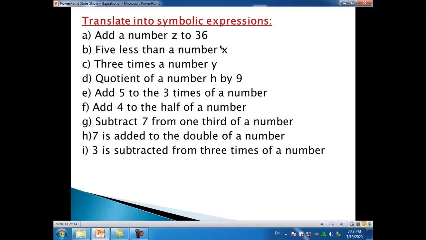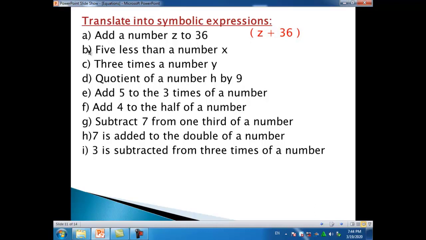Now, we will solve some exercises about the keywords of the operation. Now, translate into simple expressions. Letter A, add a number Z to 36. Now, as we can see, there is add. Add means plus. So he defined its number, it's Z. So the simple expression will be Z plus 36. Why do we put plus? Because we have add.